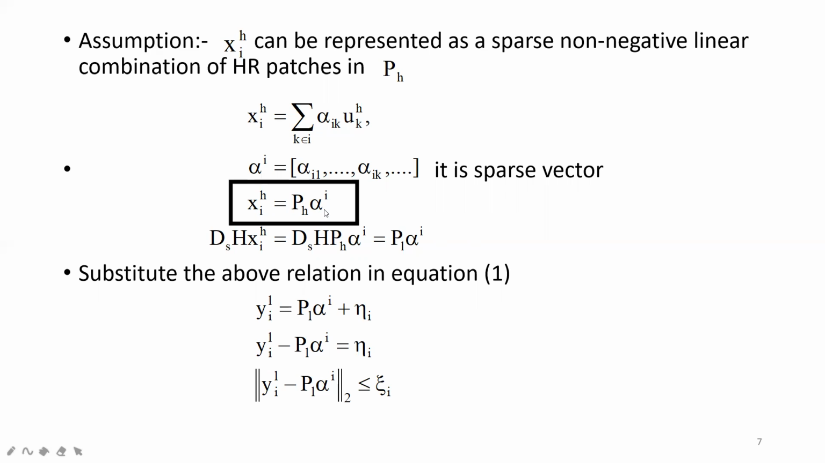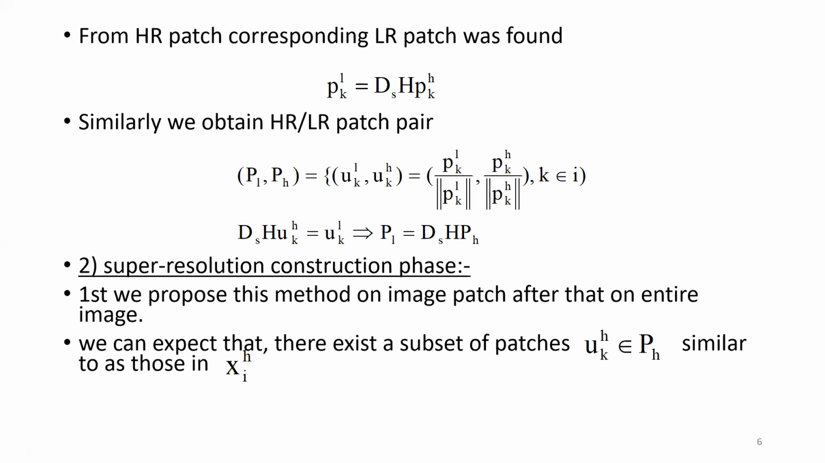Next, we don't know the alpha I values. We want to find out the alpha I values, so I'm going to give some basic idea about how to find them. For that, I'm multiplying both sides by DSH. We know that this entire part DSH PH is named as the low resolution database PL, and I'm replacing DSH XIH, and this thing is replaced by PL alpha I in equation 1.